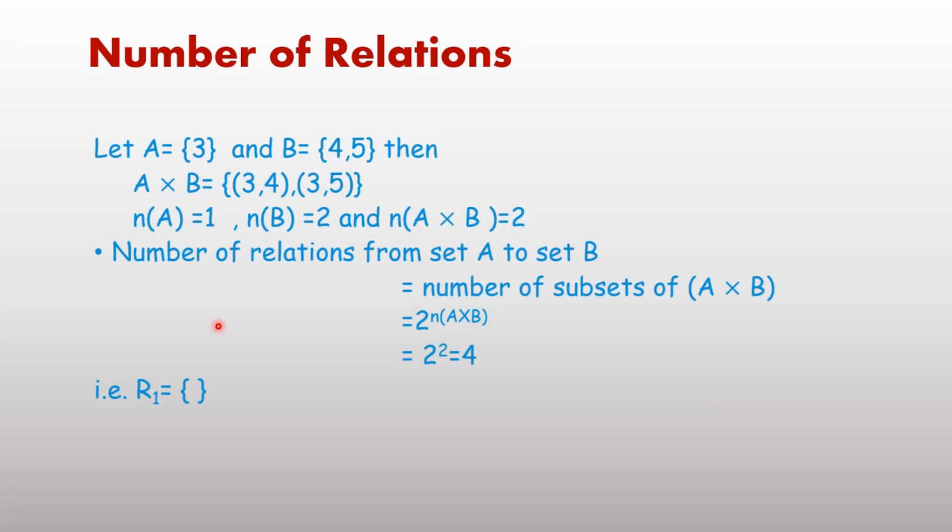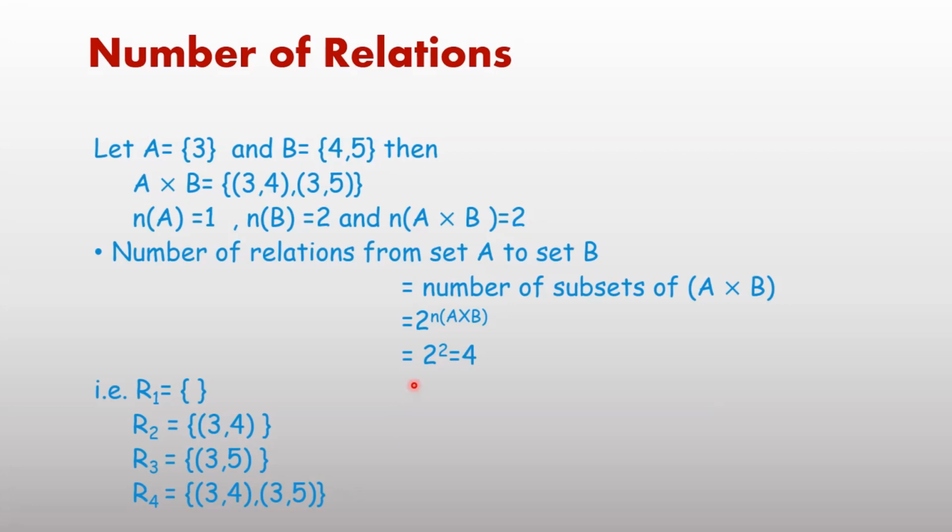And also we can write our relations here. Number of relations is 4. Now easily you can write all 4 relations. All 4 relations means all 4 subsets of A cross B. The smallest subset of any set is the null set. R1 equal to null set. R2, the set containing one element, means one ordered pair. R3 again containing one element, means (3, 5). And R4 containing both the elements of A cross B.